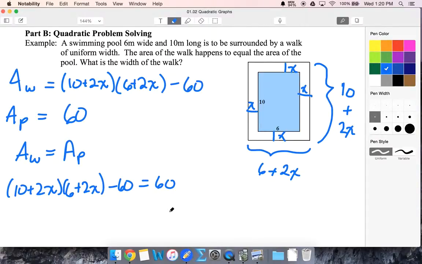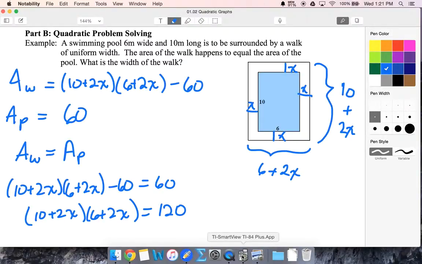And one way that we haven't looked at solving yet is with our calculators. So I could make this a little bit easier right now and make this equal to 120. So 10 plus 2x times 6 plus 2x, just move that 60 to the other side, make it 120. And let's look at graphing with our calculator.